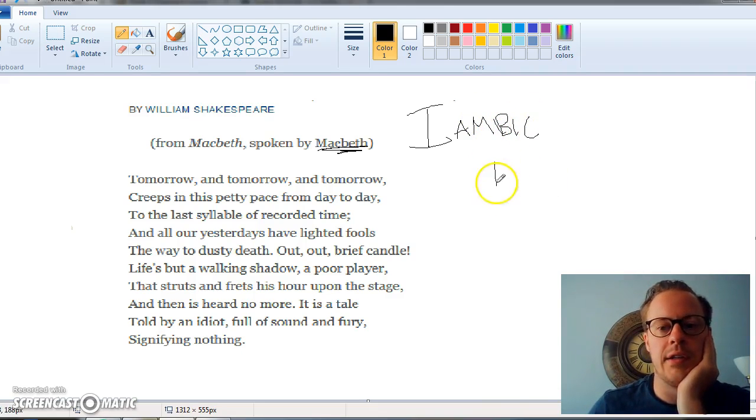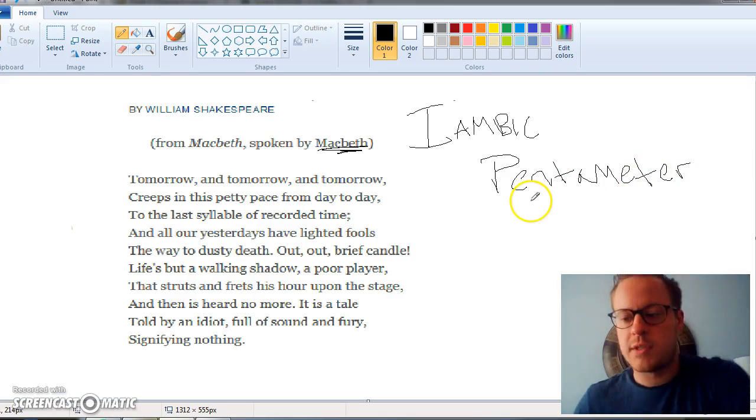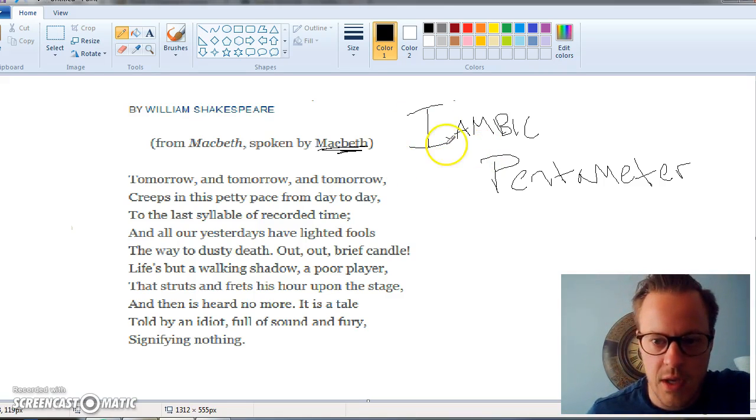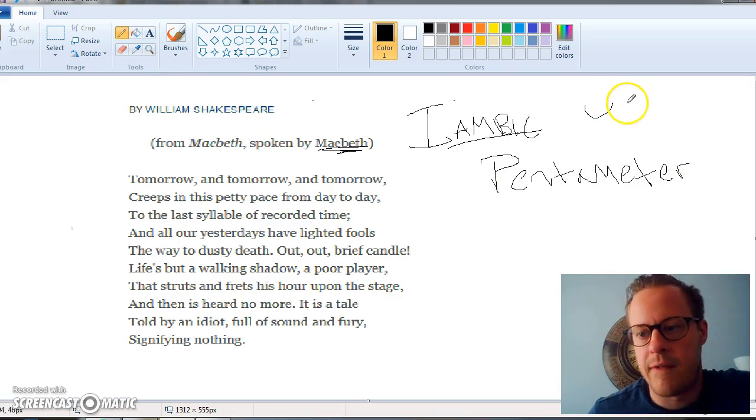And just how that works. Okay, pentameter. Not the most graceful of penmanship with the mouse, but it will serve our purposes. So iambic pentameter, we have an iamb, which is an unstressed syllable followed by a stressed. That's how we notate it. And then penta means 5.